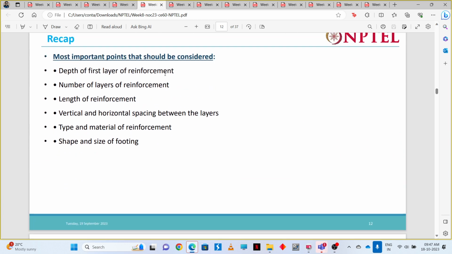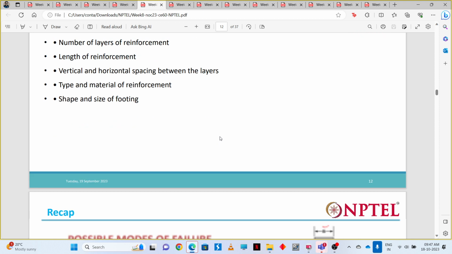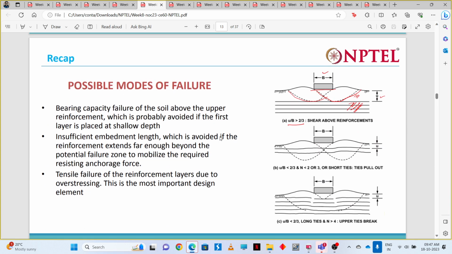What are the most important points we should consider when we decide to reinforce the soil to increase the bearing capacity? The depth of the first layer of reinforcement, where it should be placed, the number of layers of reinforcement, the length of reinforcement, the spacing of the layers, the type of material of the reinforcement, and the shape and size of the footing that you are going to place.